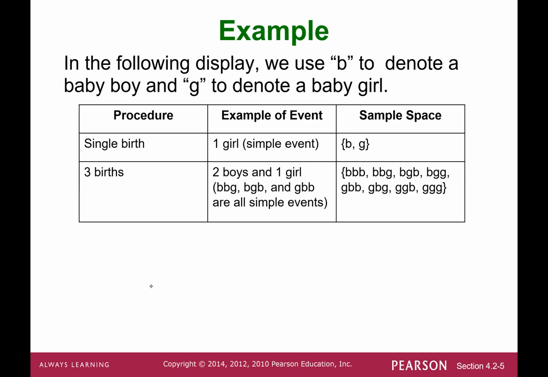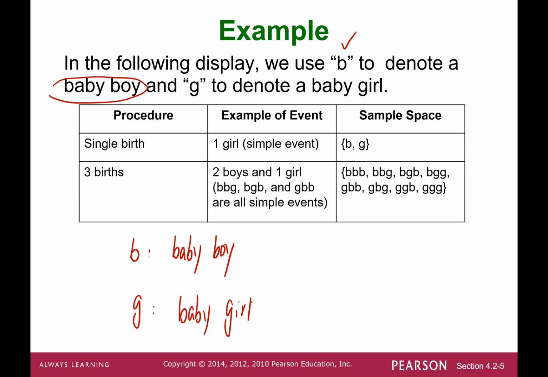Now think about this. We're using a newborn baby case. When you go to a hospital and randomly check a newborn baby, you're going to have either a baby boy or a baby girl. So B represents a baby boy. From now on, anytime you see B, it represents a baby boy, and G represents a baby girl. Let's explain what the event is. For a single birth, meaning you check one baby, you find out that it's a baby girl. So this is a simple event, definitely, since a girl cannot be broken up further. And the sample space here, all possible outcomes, is either a boy or a girl.